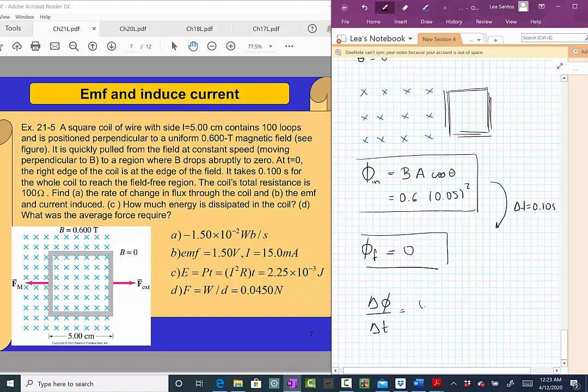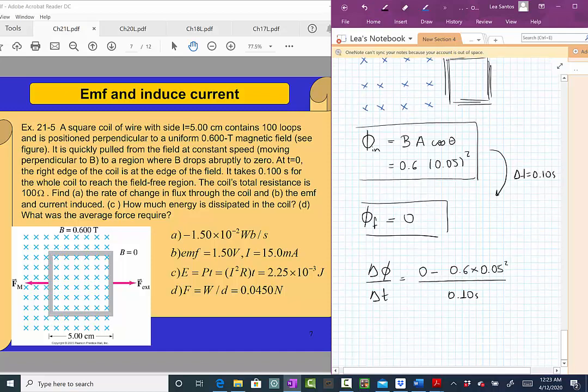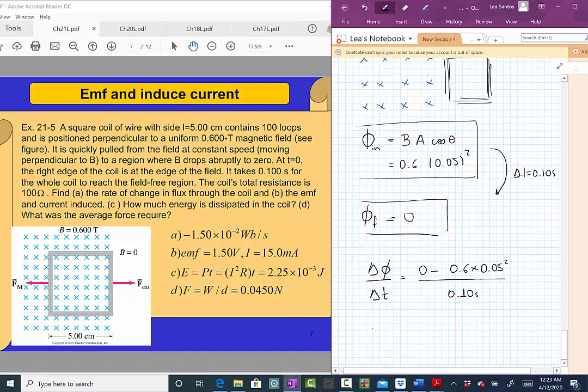The final is 0. The initial is that number that you compute there, 0.6 multiplied by 0.05 squared, divided by 0.1 seconds. So you put all this and you should get a negative number, of course, and this negative number is the answer for part A. According to what we see here, the answer is going to be minus 1.50 times 10 to the minus 2. Well, what is the unit for magnetic flux? It is Weber, right? And what is the unit for time? Seconds. So this is the answer for part A.